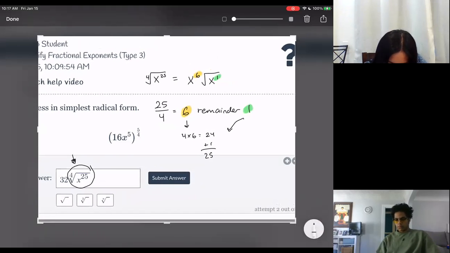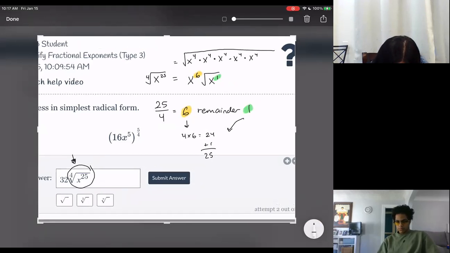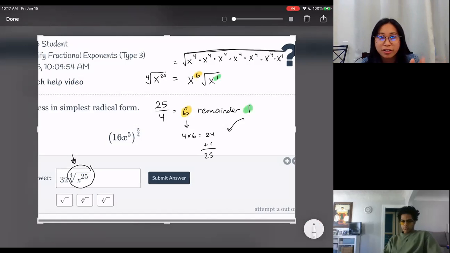The reason why is because x to the power 25 is literally x to the power of 4 times x to the power 4 times x to the power 4 times x to the power 4 times x to the power 4, 1, 2, 3, 4, 5, 6, like that. Because when all of these pieces are multiplied together, you add all those exponents. So you do 4 plus 4 plus 4 plus 4 plus 4 plus 4 plus 1, you will get 25.